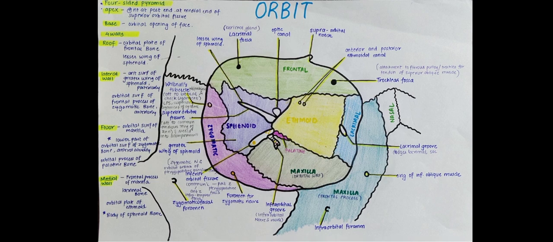The roof is formed by the orbital plate of frontal bone and lesser wing of sphenoid. To the frontal bone you can see lacrimal fossa which has lacrimal gland. And you can also see trochlear fossa, which gives attachment to the tendon of superior oblique muscle. An elevated notch is seen on the frontal bone, which is known as supraorbital notch.